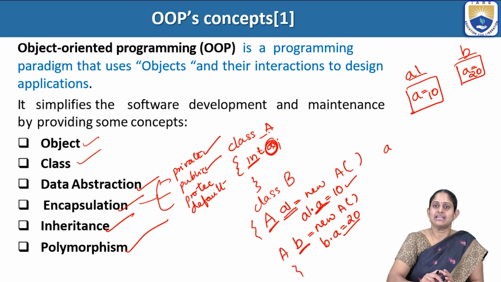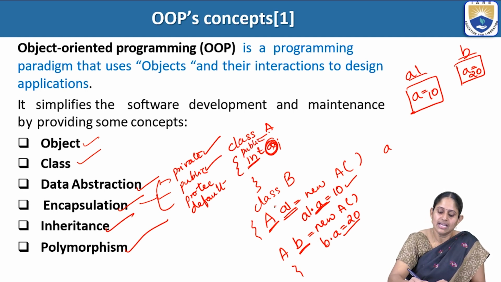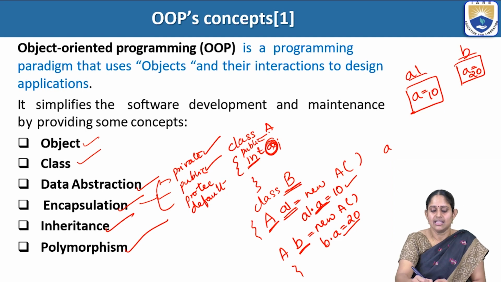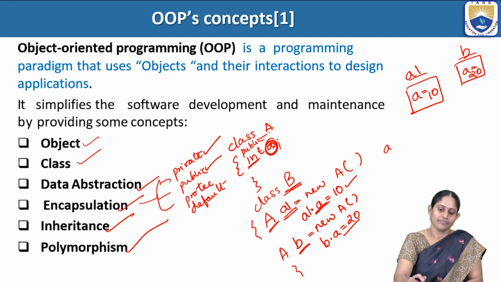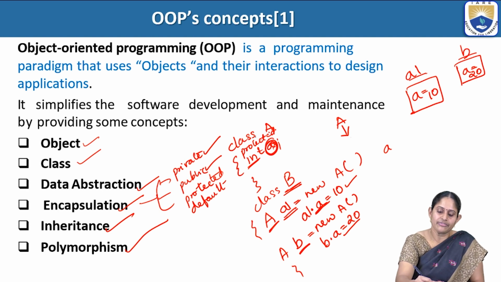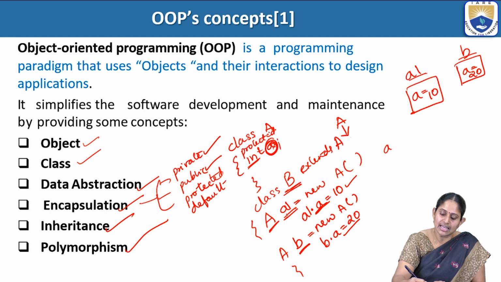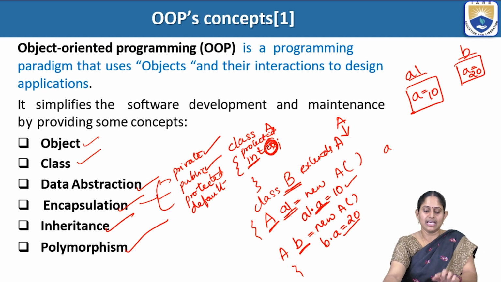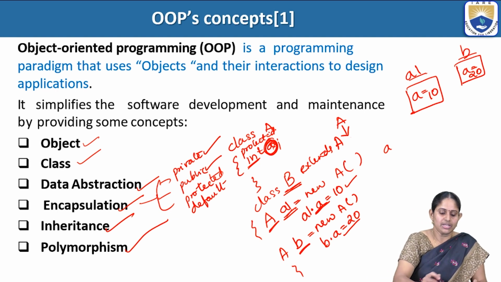Now, if you define them as public, then it can be accessed everywhere. So in case we give this variable as public, then this class B can easily access the value A without any hindrance. And similarly, if you define them as protected, if this variable A is protected, then it can be accessed by a class which is the child class of A. That means if B extends A, then this B class can access all the protected variables of A. So that is about encapsulation.